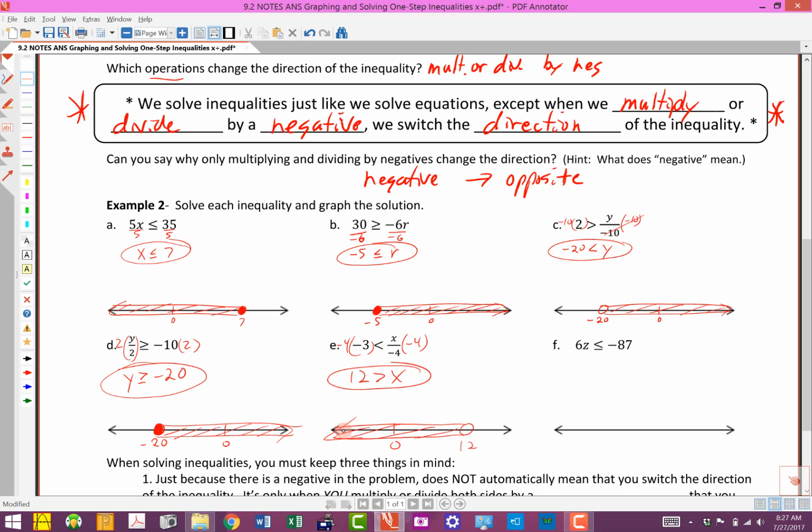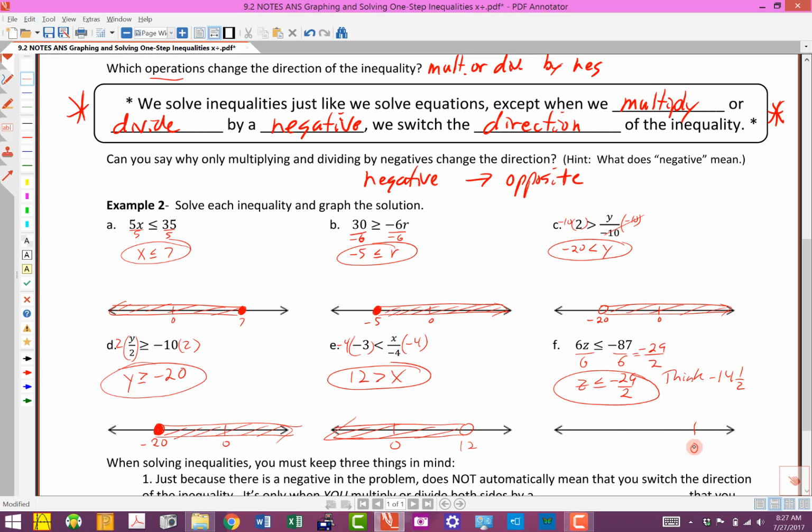All right, and last one here, divide by 6. Dividing by 6 does not change the direction of the inequality. Let's see, we can reduce that. 3 goes in here twice, and 3 goes in there 29 times, so that would be negative 29 halves. So we'll circle that. We might want to think, let's see, 2 goes in there 14 times, so that'd be negative 14 and a half.